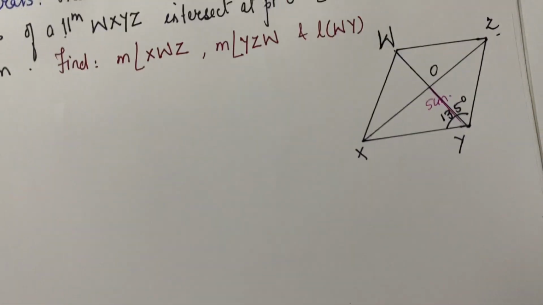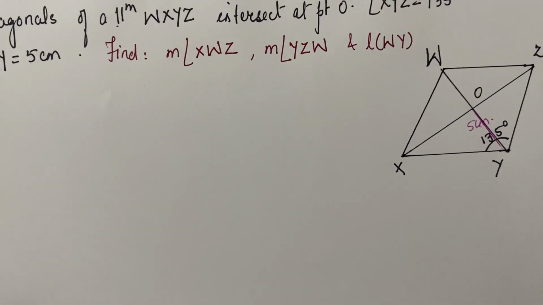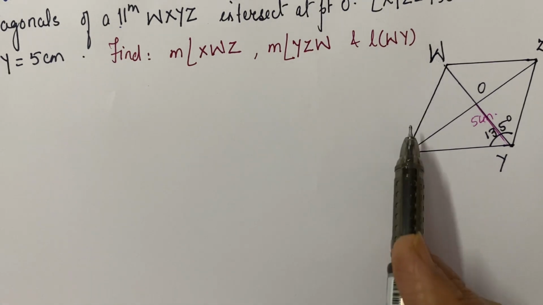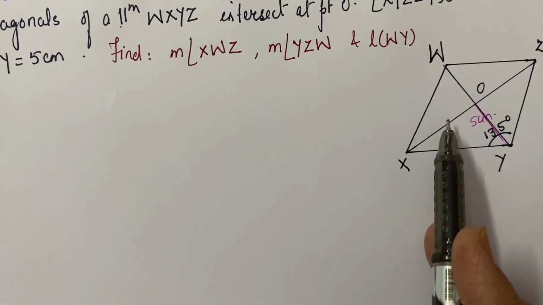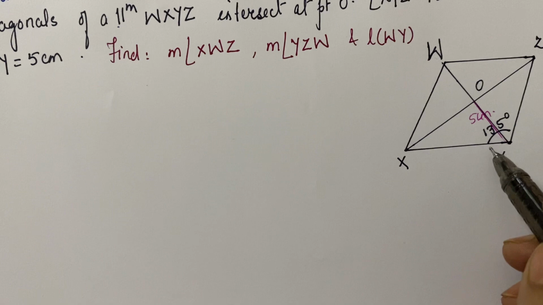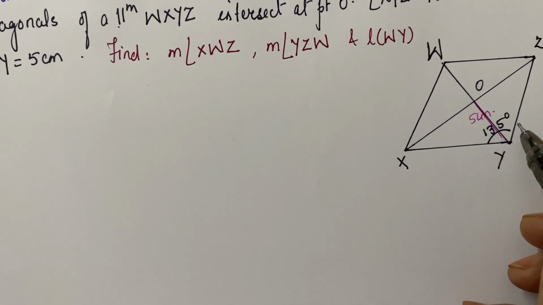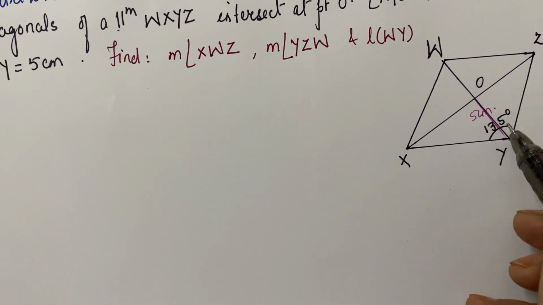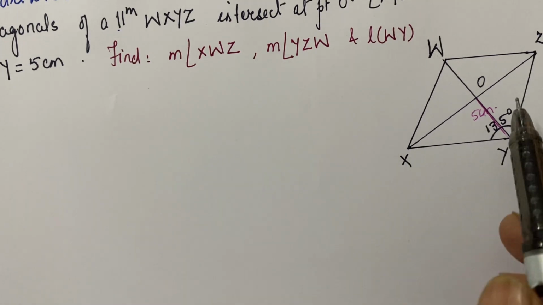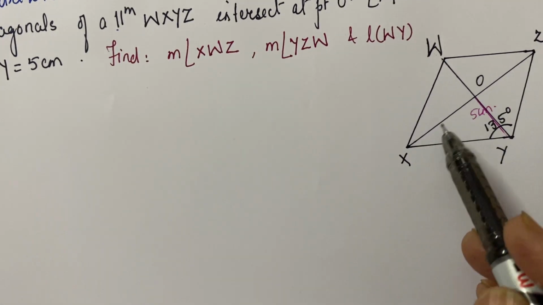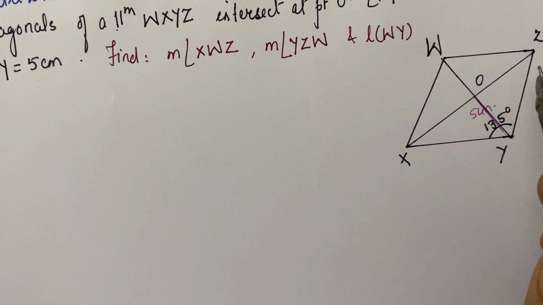In this sum, we are given a parallelogram XYZW. The diagonals are intersecting at point O. This angle XYZ is 135 degrees and length OY is 5. You have to find angle XWZ and angle YZW.